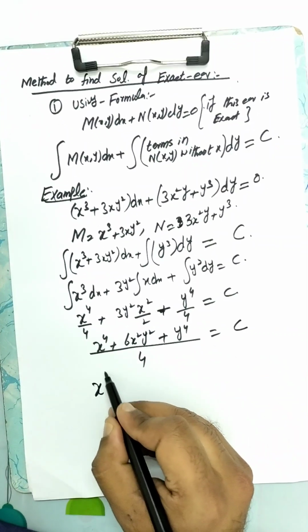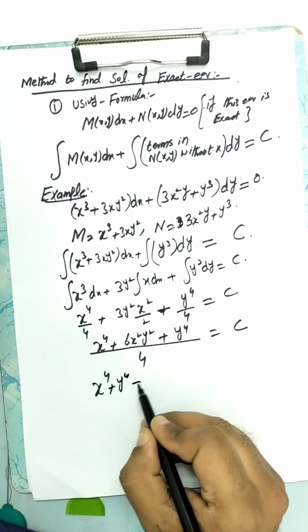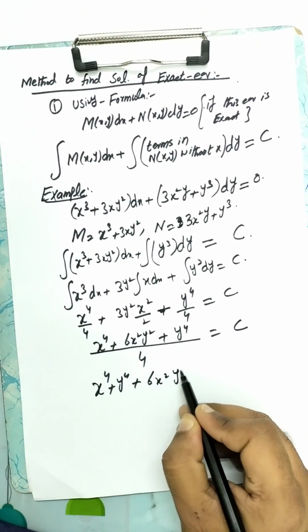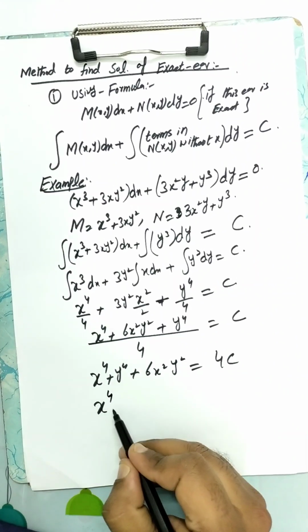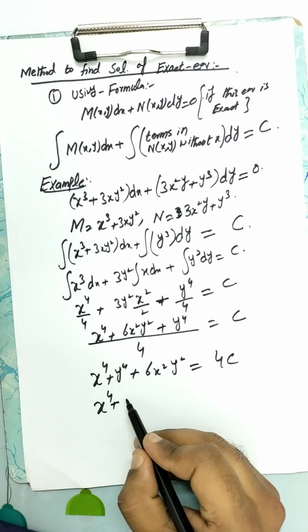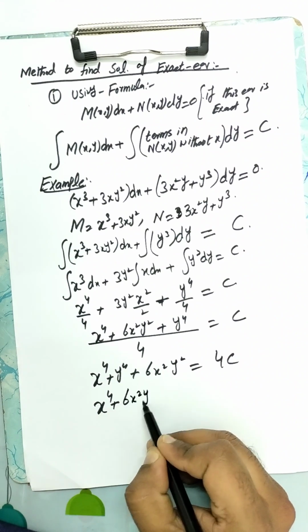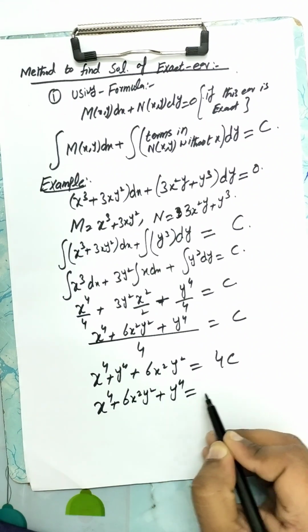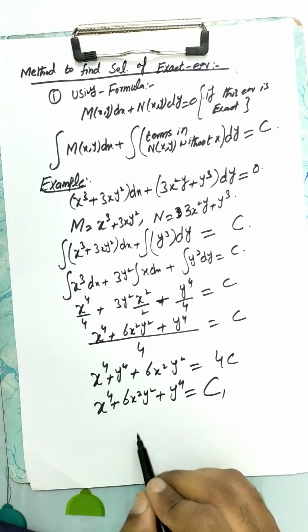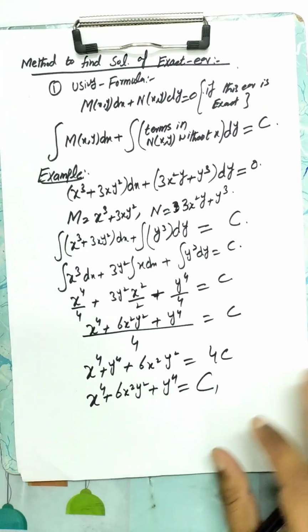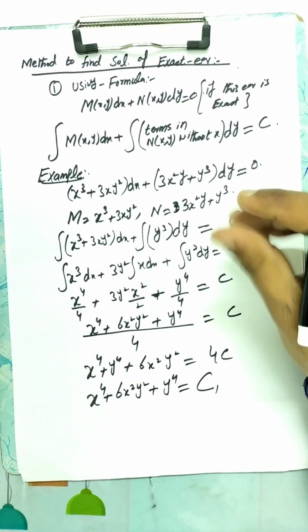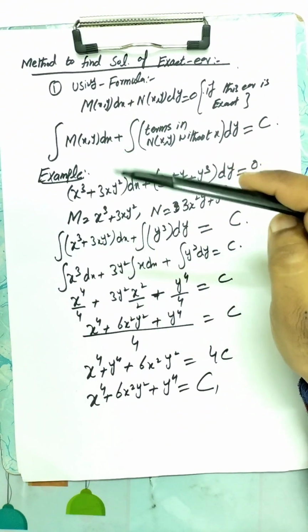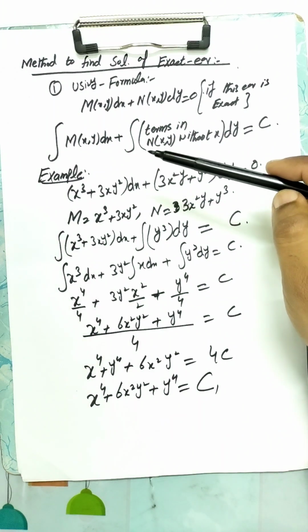And this is x to the power 4 plus y to the power 4 plus 6x square y square is equal to 4c, and we also write this as x raised to power 4 plus 6x square y square plus y to the power 4 is equal to c1. So this is the solution of our first order, first degree exact differential equation. So we find the solution.